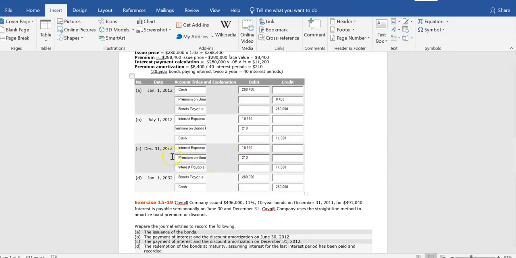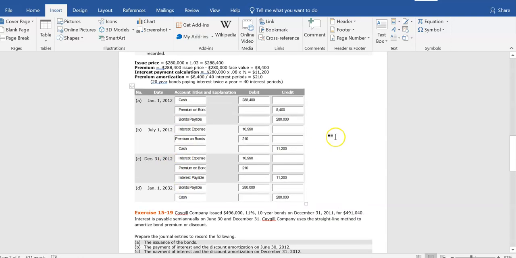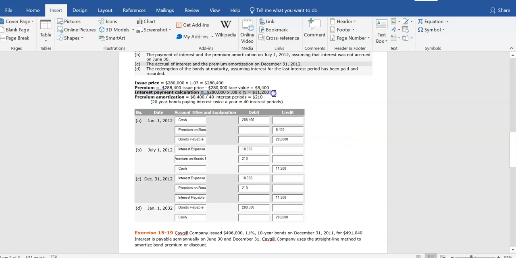Okay. That means on December 31st, we are going to record the interest, accrue it, that will be paid the next day. Just as we did before, we are making an interest payment of $11,200. So we will credit interest payable. We're not crediting cash because we will pay it on January 1st, the next day. But here we are just recording the amount that we owe. We have to decrease the premium another $210, and that decreases our interest expense to $10,990.